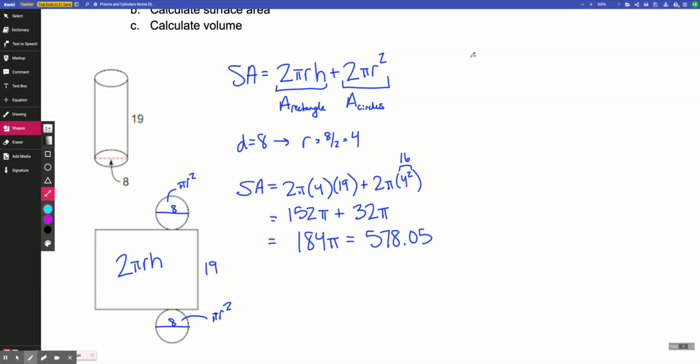All right, so let's find volume now. And volume is a little bit easier. The volume of a cylinder is pi r squared h. And I know all of this information. So I have pi, my radius is 4, squared, and my height is still 19.